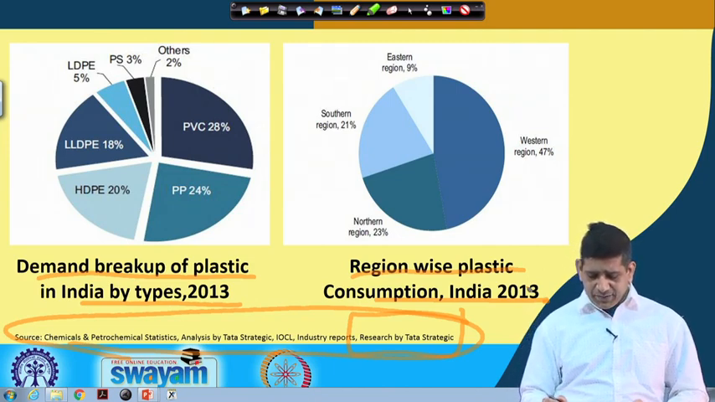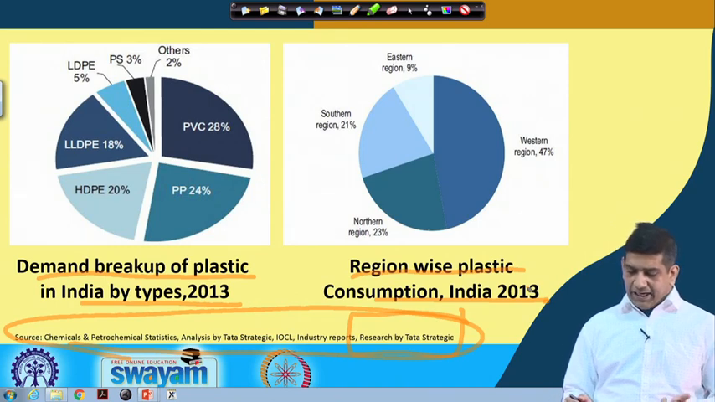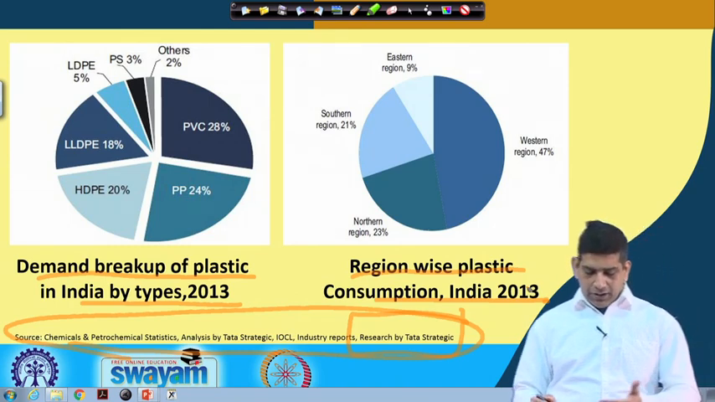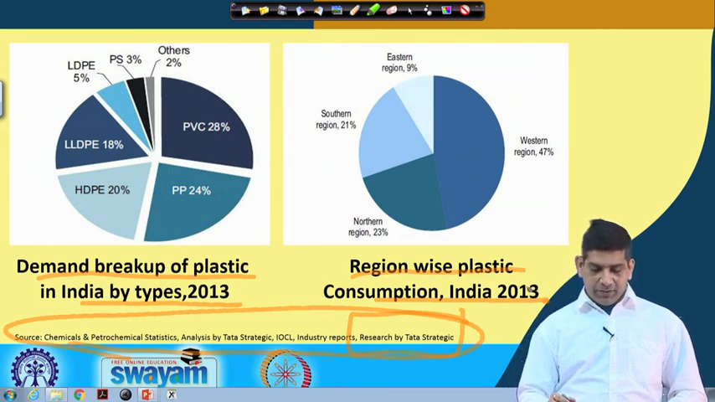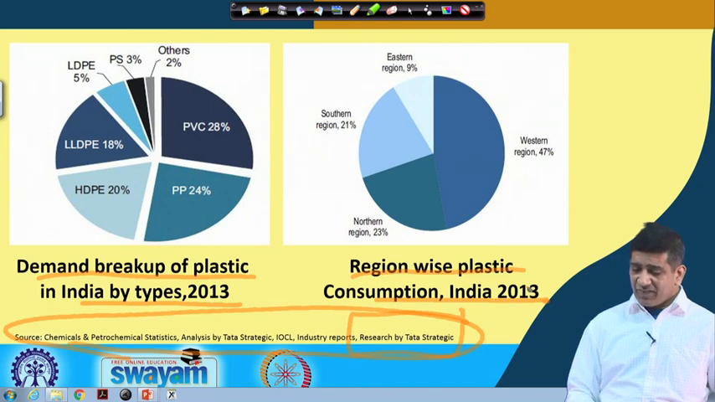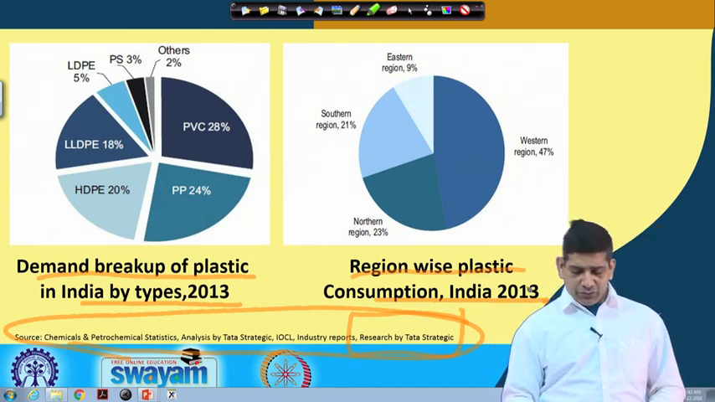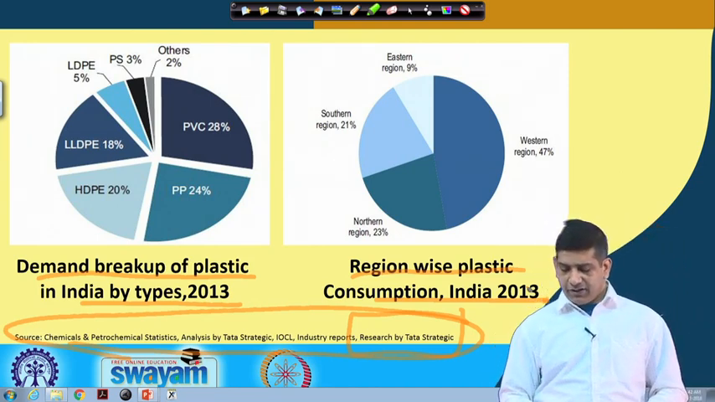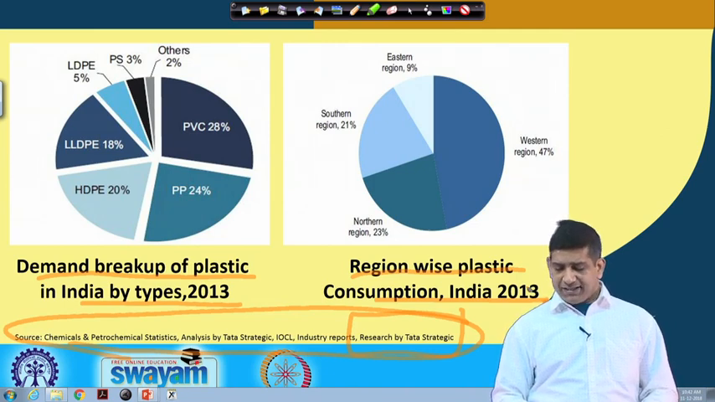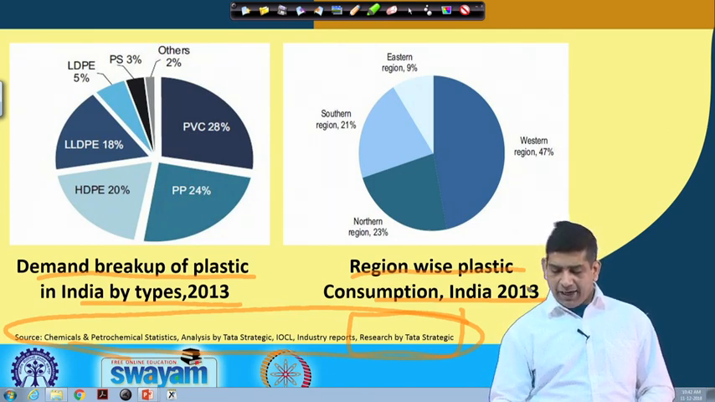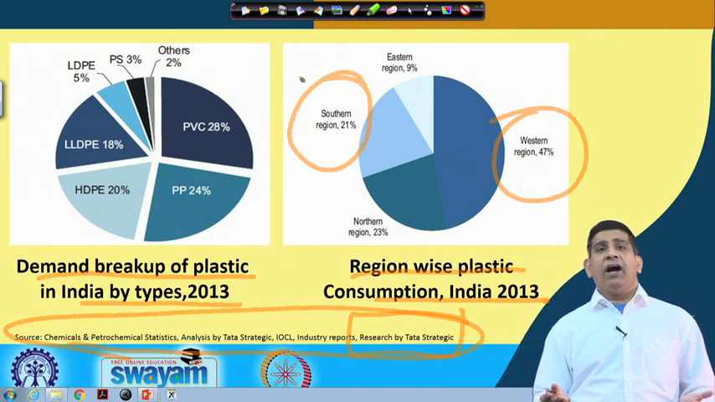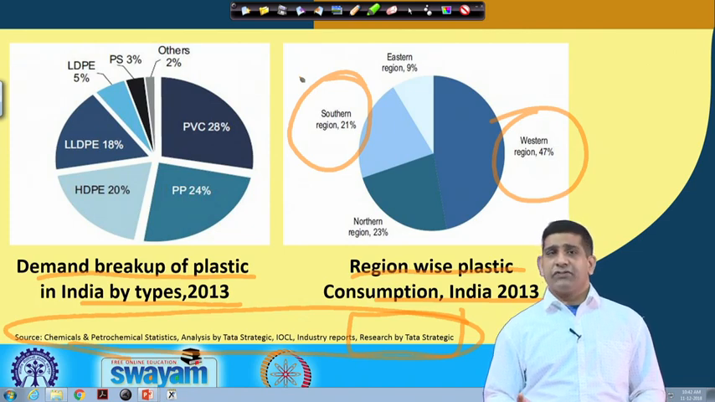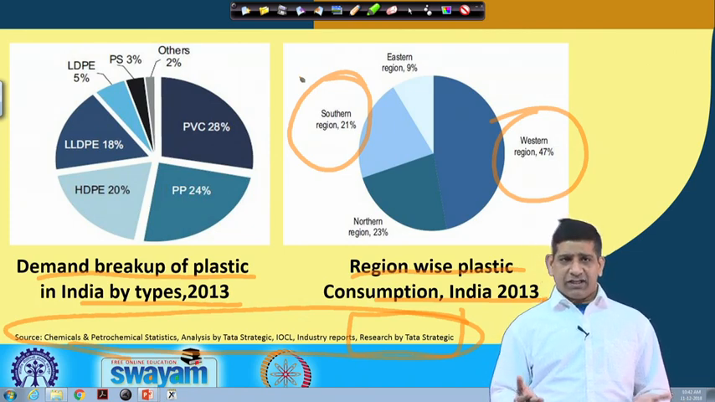In terms of demand breakup of plastic in India by different types, again there is polypropylene, HDPE, and PVC. You see that HDPE has pretty high demand, and polypropylene and PVC have a lot of demand as well, along with LDPE and LLDPE. Those are mostly used in industrial settings. Region-wise it's no surprise: you see a lot of demand in the western side and then the southern, because that's where most of our industries are, isn't it?